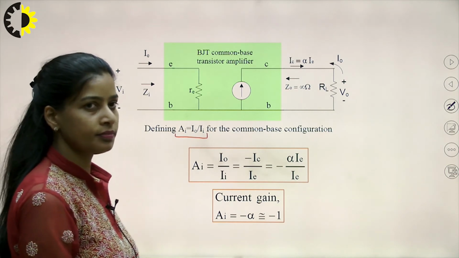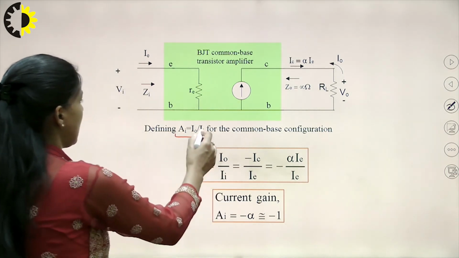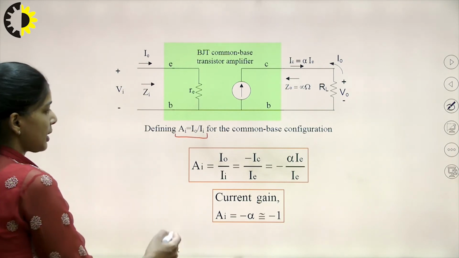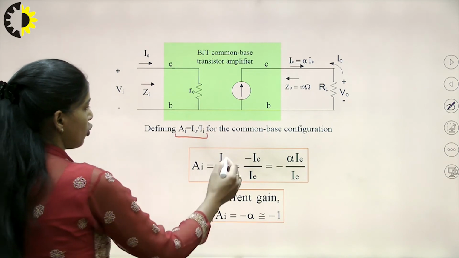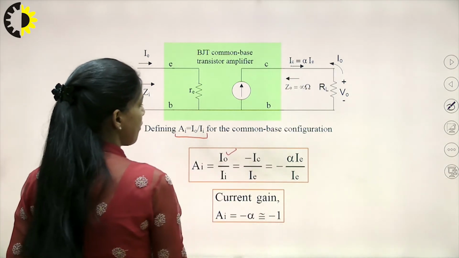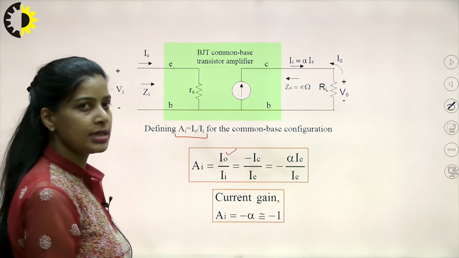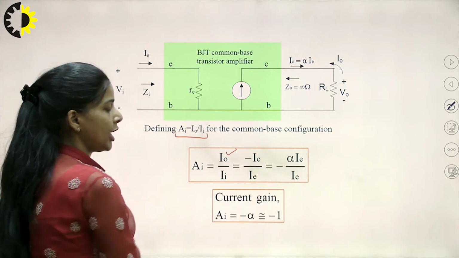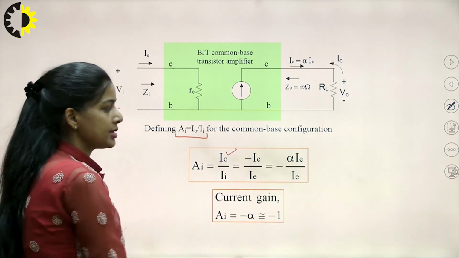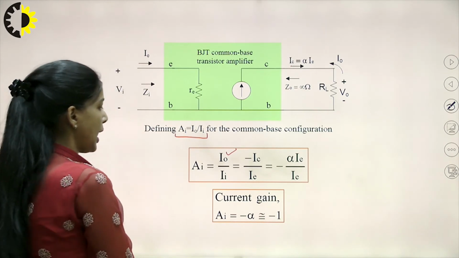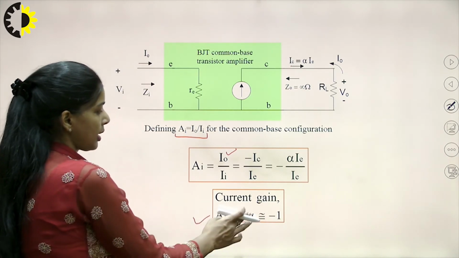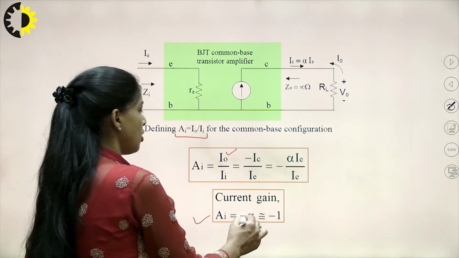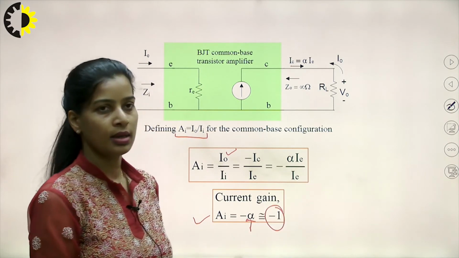So taking the value of alpha, now finding the current gain I naught upon Ii for the common base configuration. The output current is minus of IC, so that is placed here, minus IC upon IE, that is the input current, and IC is alpha times IE. So IE will get cancelled out from numerator and denominator, and we get this current gain as minus alpha, and the value of that alpha is 1. So we get minus 1 here.